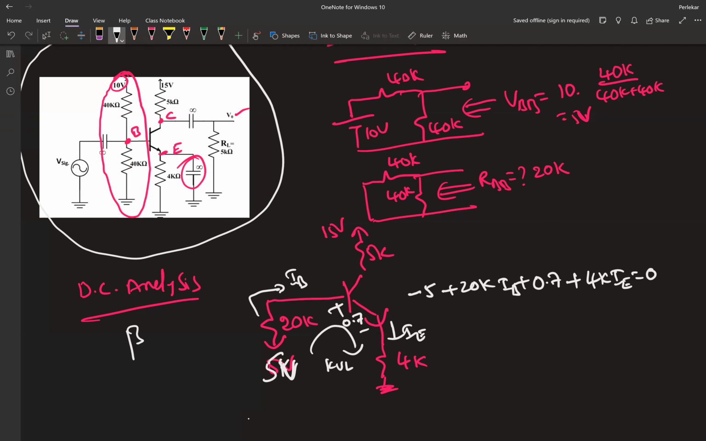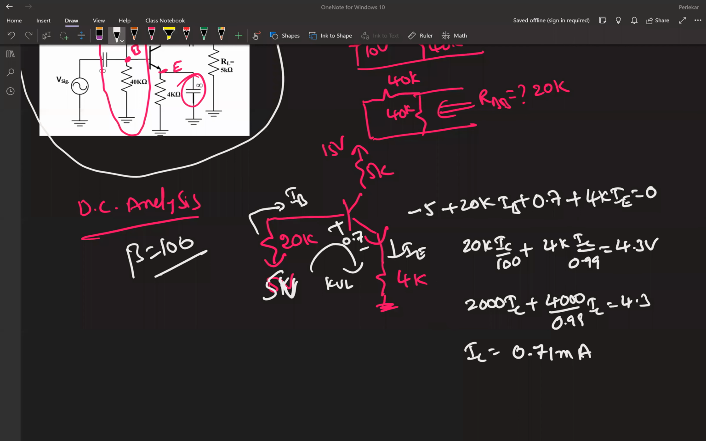I do not remember what the beta value is, but for the time being, I'm going to take that as 100. That value is given by the manufacturer. So in the questions, definitely I will provide that beta value. Can you guys give me the IE or IC value from this? I'm going to pause recording.